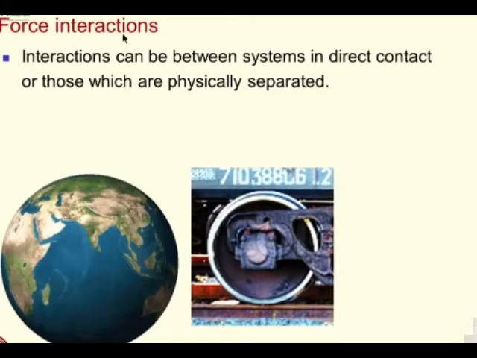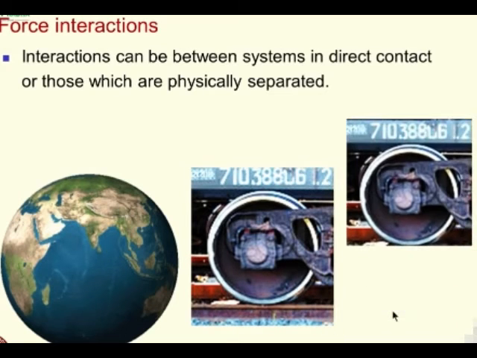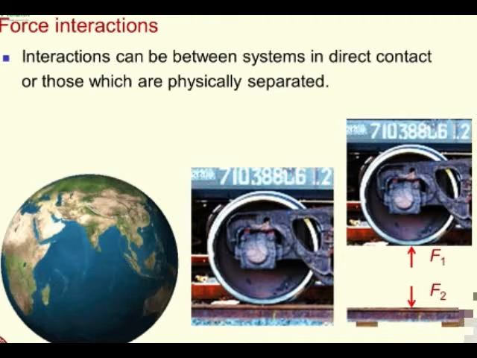And what kind of force interactions can you come across? Interactions can be between systems in direct contact or those which are physically separated. So, I have a rail wheel on a rail, and there is direct physical contact between the wheel and the rail. How do I represent this interaction? I separate these two bodies, and I have a force F1 acting on the wheel and F2 acting on the rail. This is by direct contact.